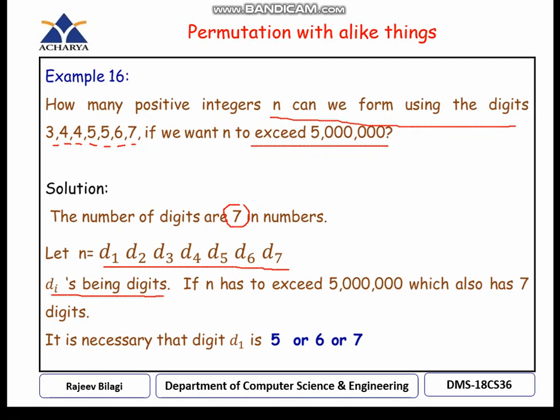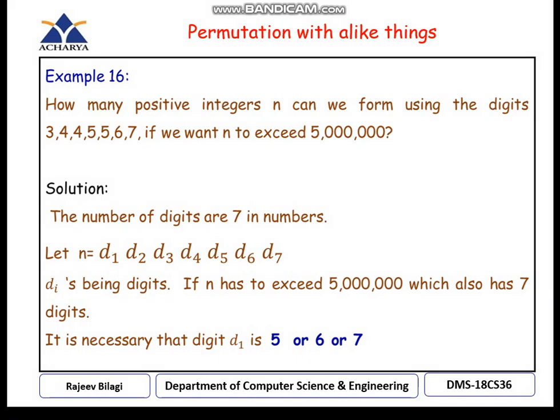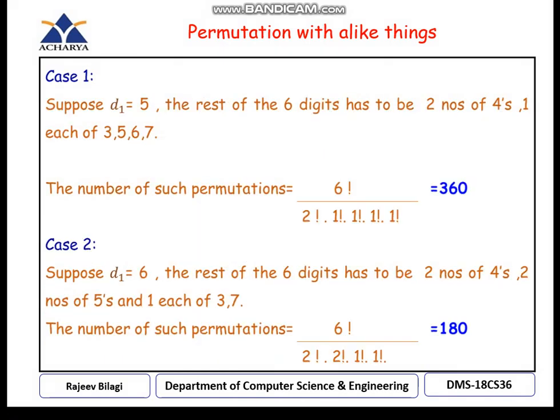If n has to exceed this value, which also has 7 digits, then if you write the different combinations of these digits, the number should always begin with either 5 or 6 or 7. That is the first digit. The rest can be any combination of the other numbers. Now I'll take case 1 where the number starts with 5.